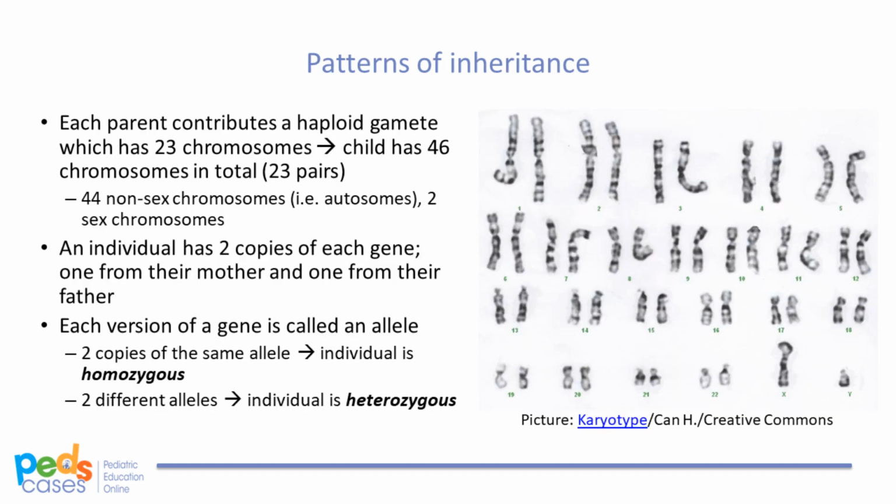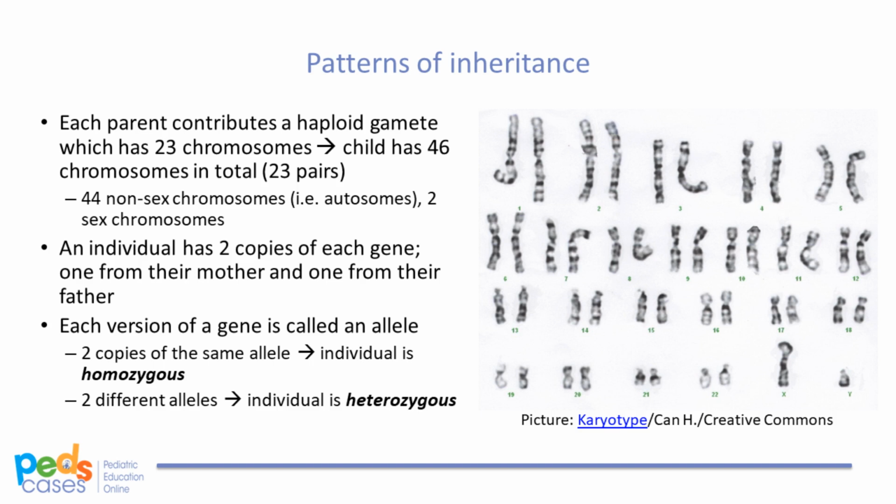To demonstrate the utility of pedigrees in genetic problem solving, we'd like to discuss some of the basics of inheritance. In normal inheritance, each parent contributes a haploid gamete, which has 23 chromosomes, resulting in a child who has 46 chromosomes in total, or 23 pairs. There are 44 non-sex chromosomes, which we refer to as autosomes, and 2 sex chromosomes, which are the X and Y chromosomes. When we consider inheritance of genes located on autosomes, we think of each person as having 2 copies of each gene, one from their mother and one from their father. Each version of a gene is called an allele.